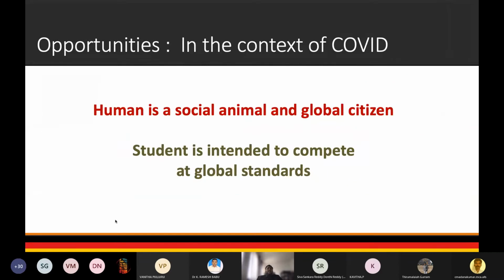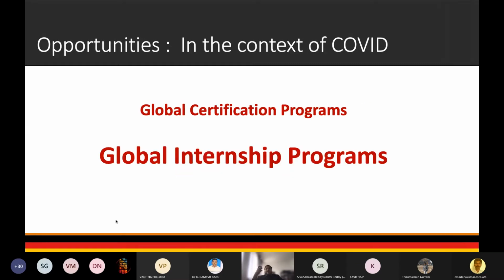In the context of COVID, of course, the human is a social animal, and he is a global citizen. The student intends to compete with global standards. It is very important, because by sitting in one corner of the world, we are envisioning the future. And technology is very important to make yourself competitive. So these are the reasons for making yourself globally certified and doing global internships.